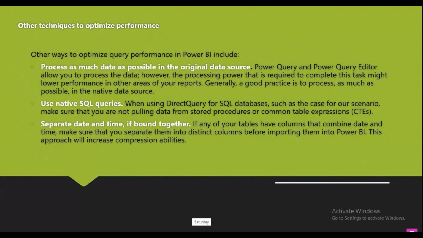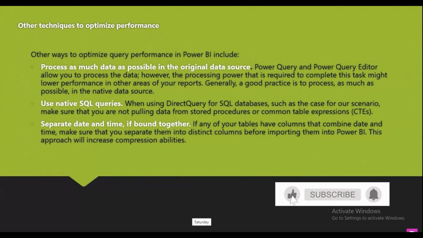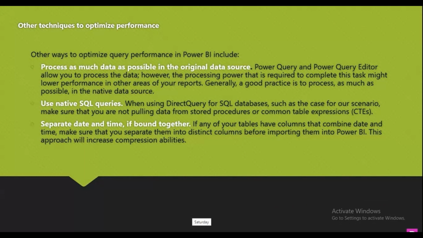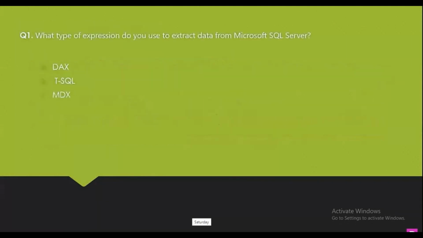Suppose we have a column of the date data type, and the date and time values are stored together. We should always separate them into two columns, instead of keeping them together in a single column. So keep that point also in mind. So that's all about performance improvement and how it helps in Power Query.